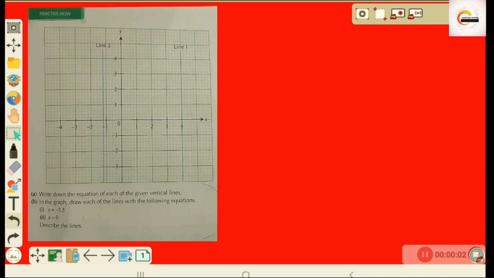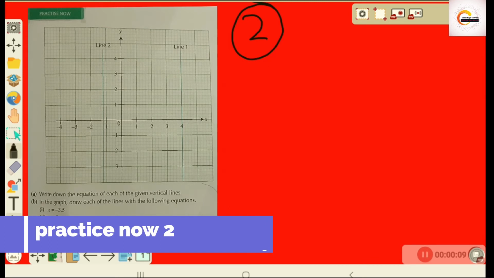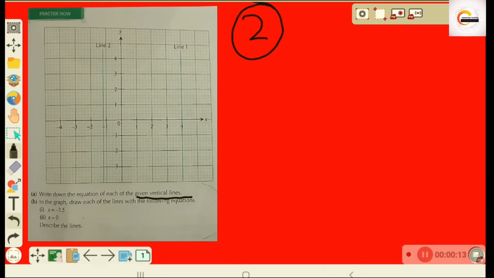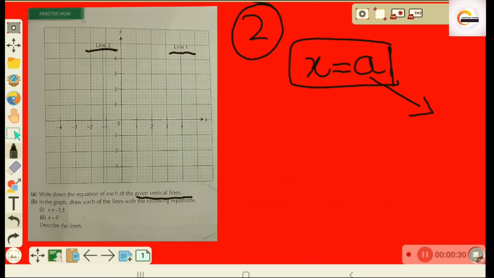Okay, now practice question number 2. Write down the equation of each of the given vertical lines. We have two vertical lines, line number 1 and line number 2, and we have discussed before that the equation of a vertical line is x equals a, where a is the point at which our vertical line intercepts the x-axis. I think this line is not fully visible, but alright. Now our vertical line intercepts the x-axis at this point.